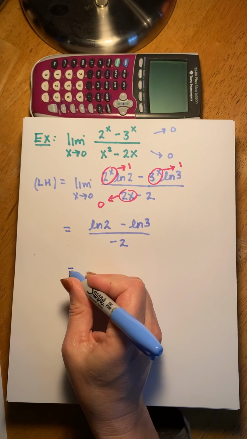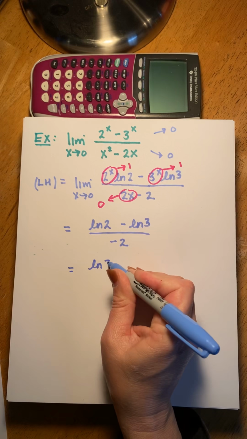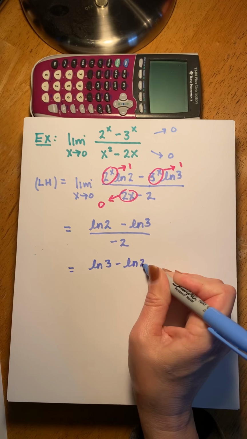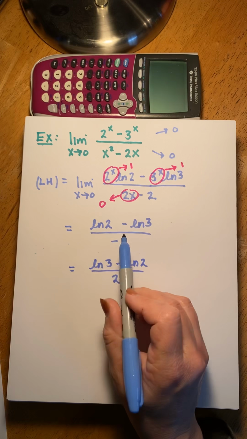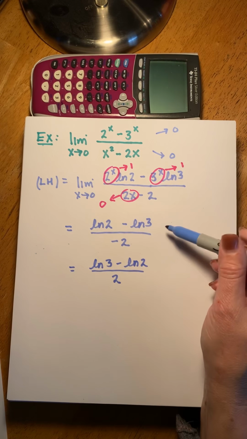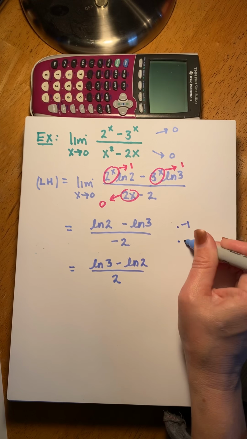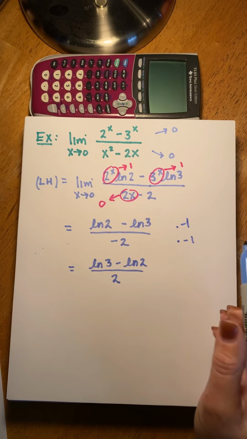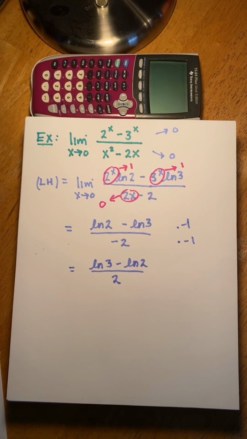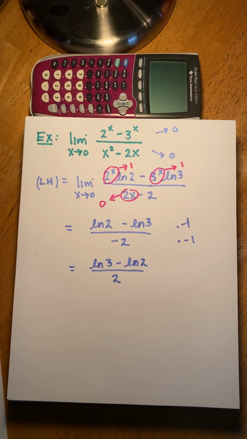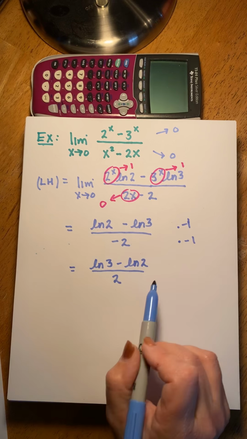You may see this in your book written as the natural log of 3 minus the natural log of 2 all over positive 2. There's just a lot of negatives going on here, so if we multiply the top and the bottom by negative 1, you don't have to do this, but just recognize that this is what they might do in the book. It just gives us a more visually pleasing answer. So, final answer, natural log of 3 minus the natural log of 2, all over 2.